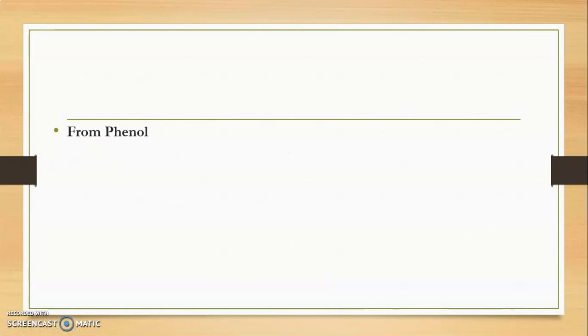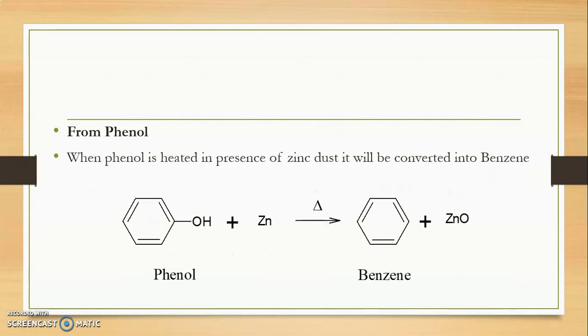Third industrial method involves the use of phenol. Phenol is also a product which is obtained from benzene. We know the structure of phenol. Now what is this method? When phenol is heated with zinc dust distillation, it will be converted into benzene.